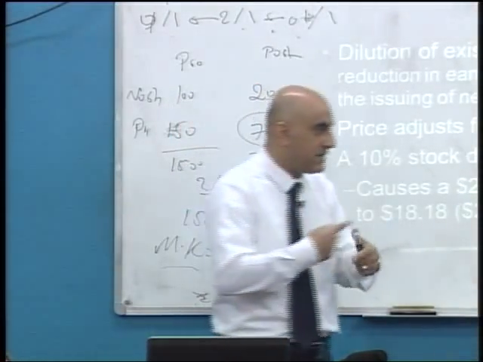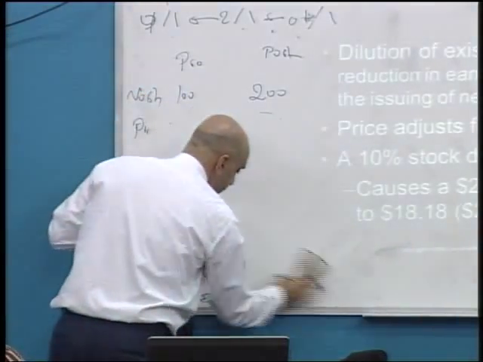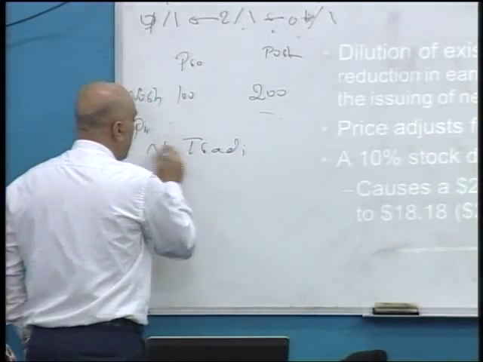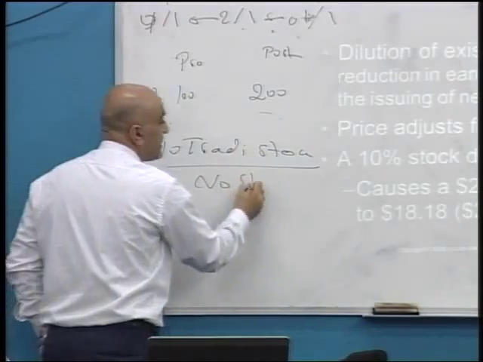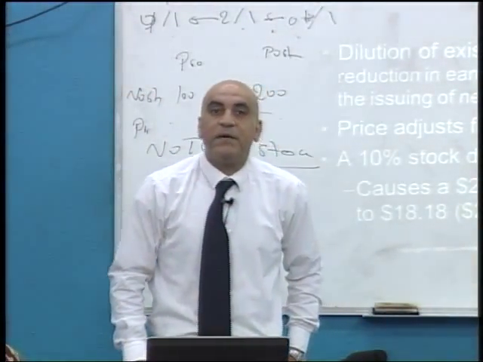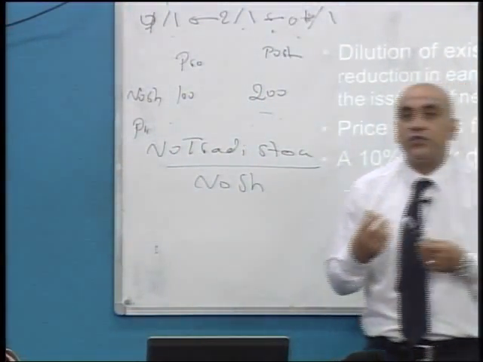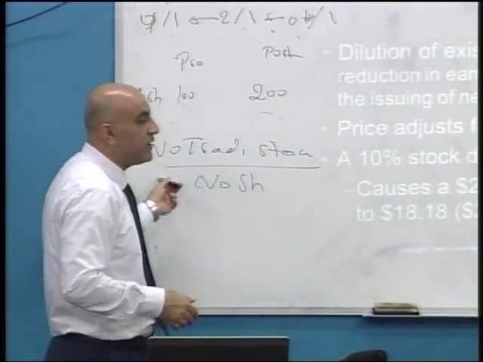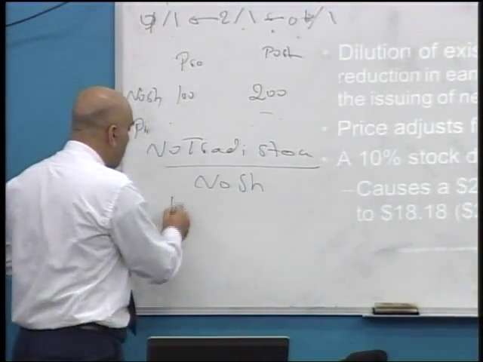The turnover is calculated like this. The number of trading stocks divided by the number of shares outstanding. This is the turnover of stocks, and it measures the activity of the stocks in the financial markets. So to know whether the market is active or the stock is active or not, you go to the calculation of the turnover.